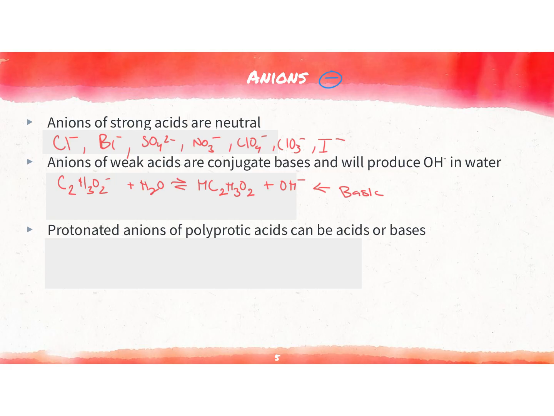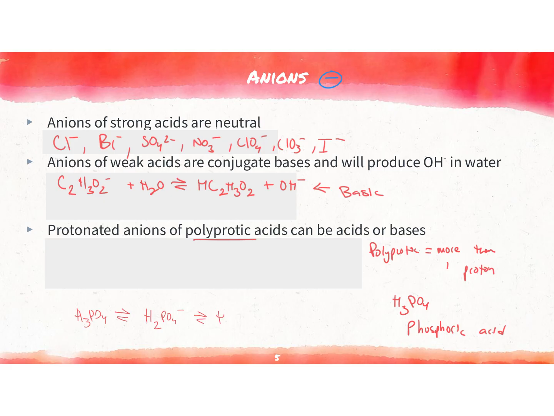The last case is protonated anions of polyprotic acids. Again, polyprotic, meaning more than one proton. An example of this is phosphoric acid, which is H3PO4. Since H3PO4 has 3 protons, we'll have 4 forms here. We have the neutral form, which is the regular acid. We have H2PO4-. We have HPO4 2-. And we have PO4 3-.